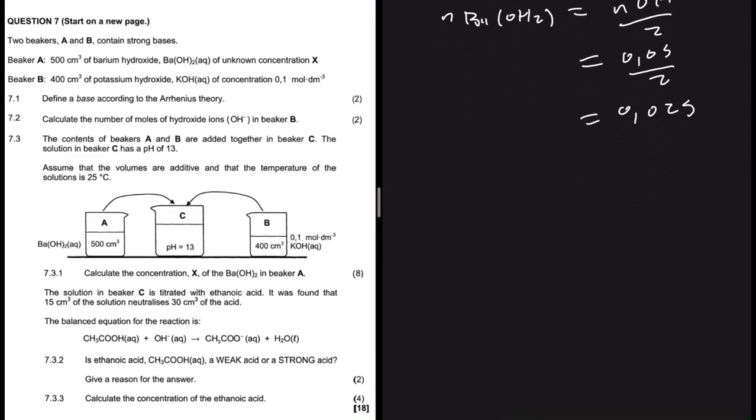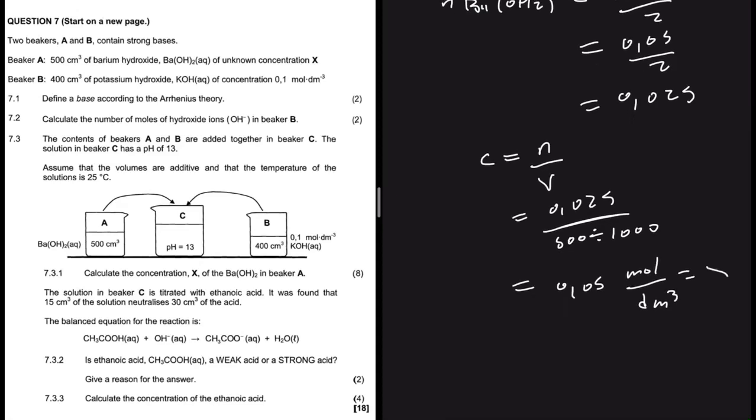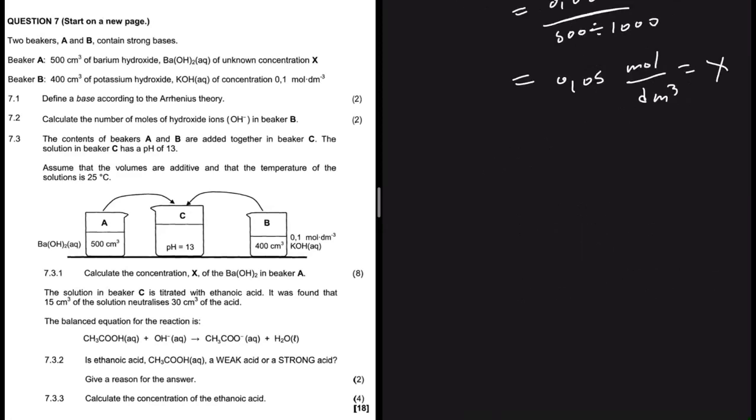We can then calculate the concentration. We know that concentration equals the number of moles divided by V, the volume. The number of moles is 0.025, and the volume is the volume of beaker A, not beaker A and B added together. So we're going to have 500 divided by 1000. And if you put this in your calculator, you're going to get 0.05 mol/dm³, which is equal to X. And then we can move forward.